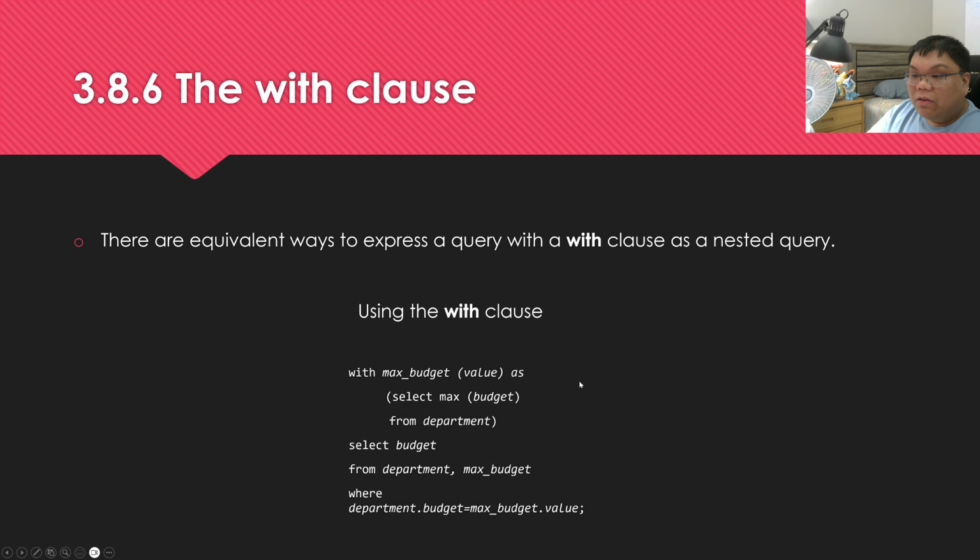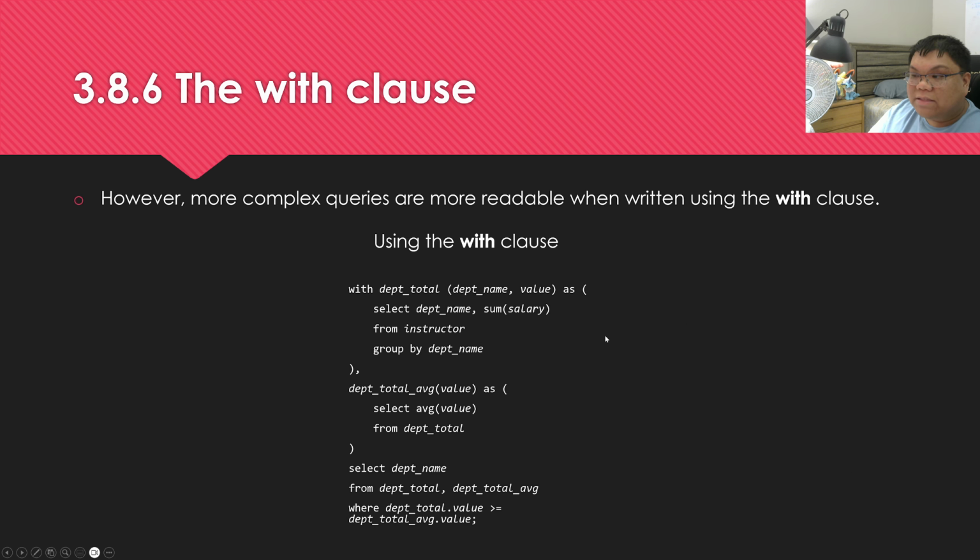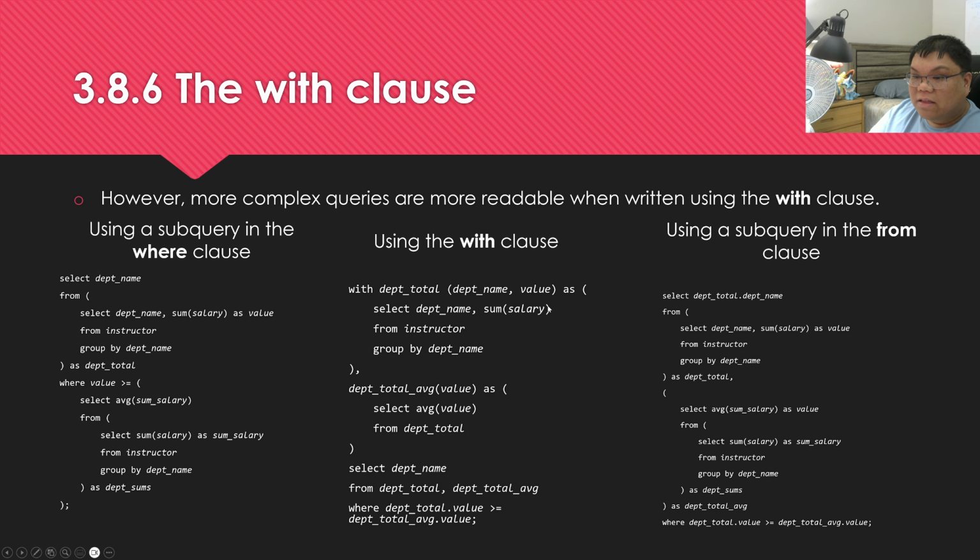There are equivalent ways to express a query with a with clause using a nested query. So this query has equivalent forms using the where clause and the from clause. The reason why you would want to use the with clause is because more complex queries might be harder to write if you didn't use the with clause. So here's the same query using the where clause and the same query using the from clause.